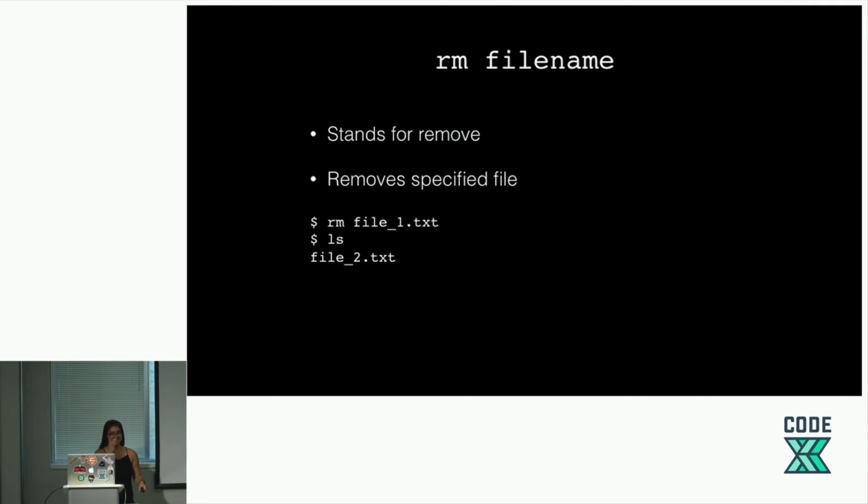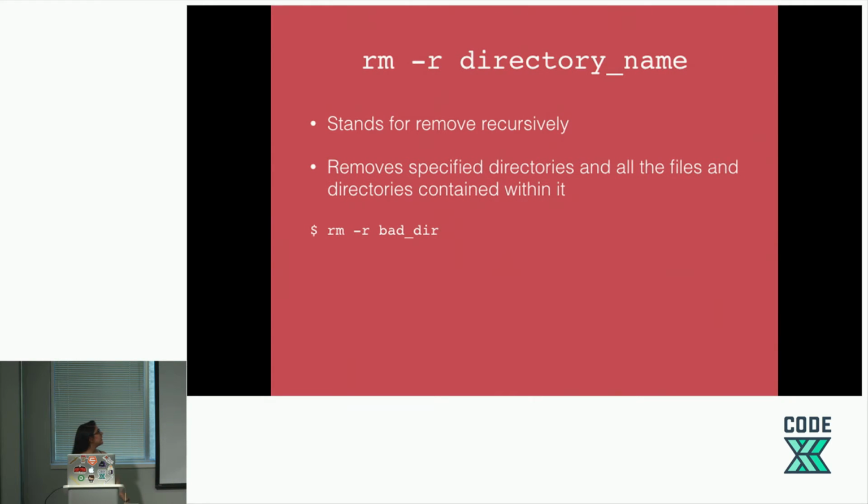So rm, if you give it the option -r, which stands for recursive, it says remove recursively. So if you are saying, I want to delete a directory, it deletes the directory and recursively deletes everything inside of that directory.